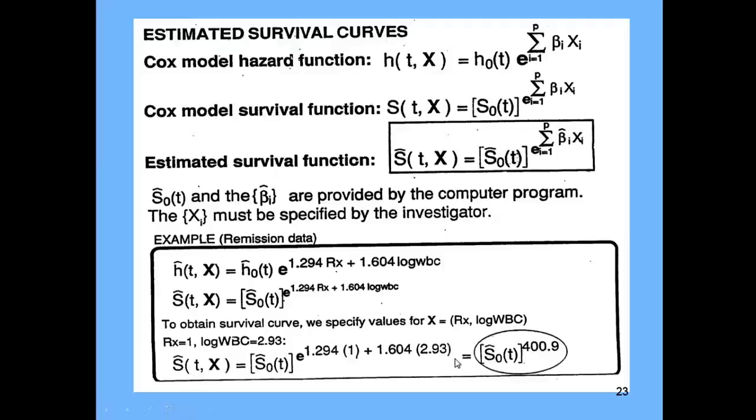How did you get that? It was the mean log white blood cell count for all 42 people in your study. So if you want to compare treatment versus placebo adjusted for this variable, log white blood cell count, let's assume that everybody has the same log white blood cell count, and let's pick some value. The one sensible value is to pick the mean of that variable. So that's what you typically do when you're getting survivor curves.